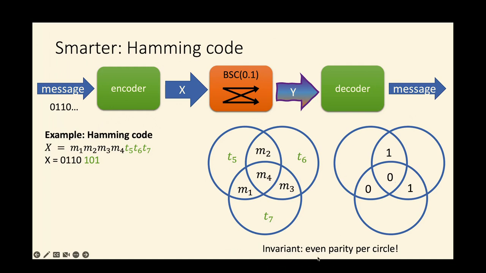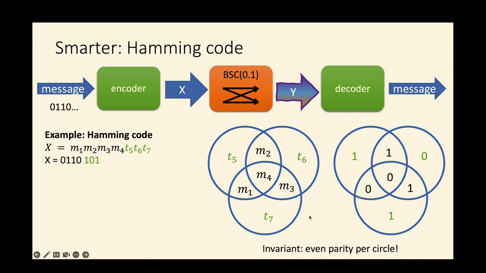The circles are happy when they have even parity. So if the sum of the entries of the bits in the circle is even. So we have to add a 1 here to make 1 and 1, 2. So that's a happy circle. Here we need to add a 0 to make this circle happy, and here we have to add a 1 to make this circle happy. And that's it. So that's kind of the encoding scheme.